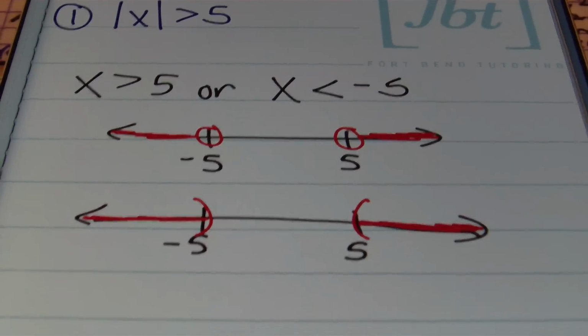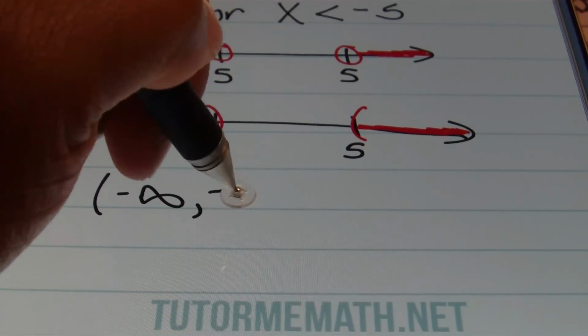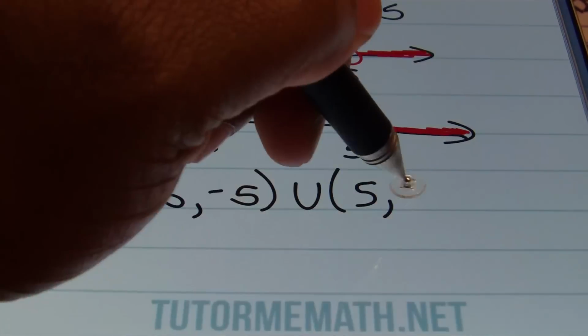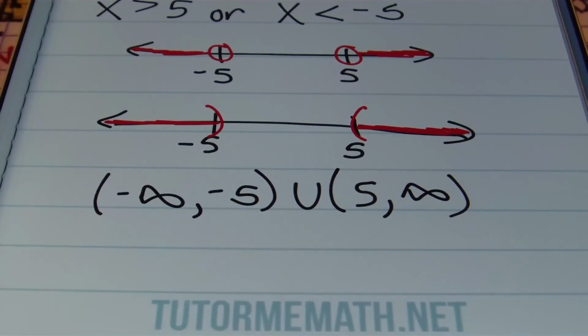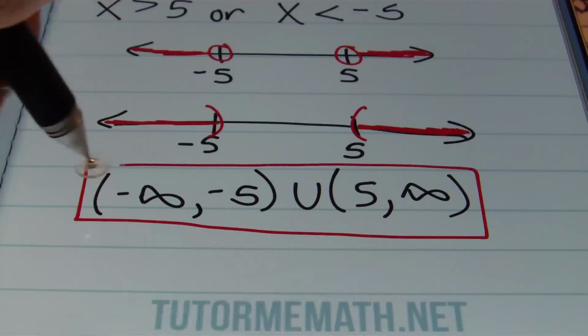All right, so let's check it out. I'll have parentheses -infinity, comma, -5, union, parentheses, 5, comma, positive infinity, close parentheses. And this is going to be your solution for problem number 1. Let's go ahead and box up that interval notation, just like that, red boxing it.